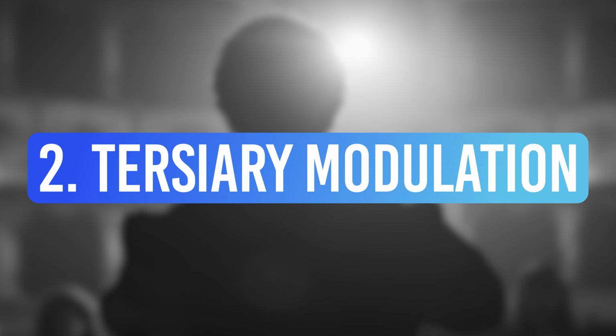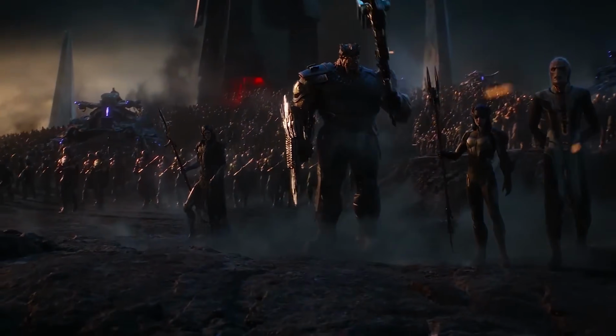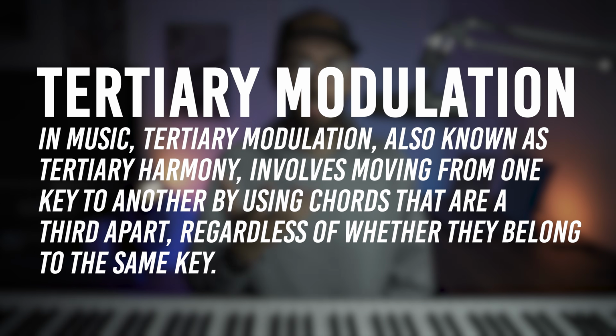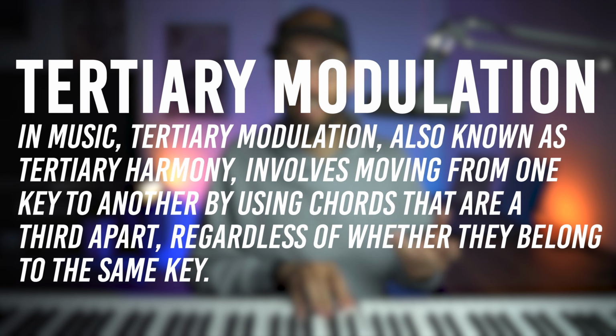The second technique is something called a tertiary modulation, or tertiary chords. This one is interesting because it's used quite a lot in superhero or supervillain music. Although it's used an awful lot in cinematic music, many people don't know about it. A tertiary modulation is where you play a chord on the piano and then you modulate up by 3 or down by 3 notes.